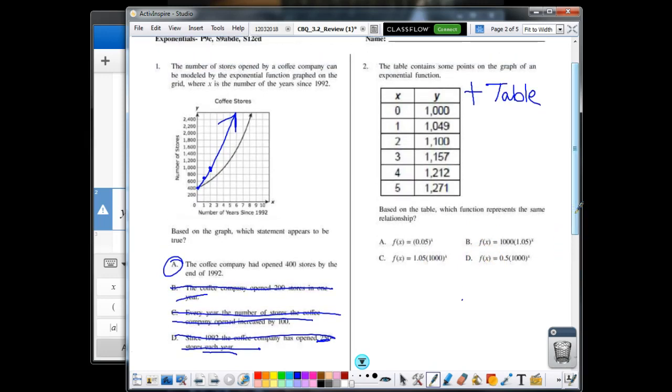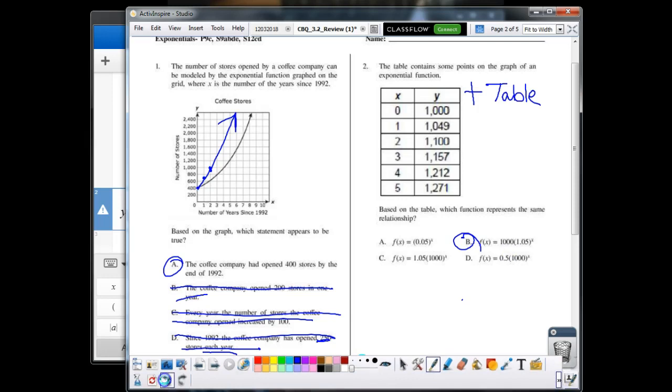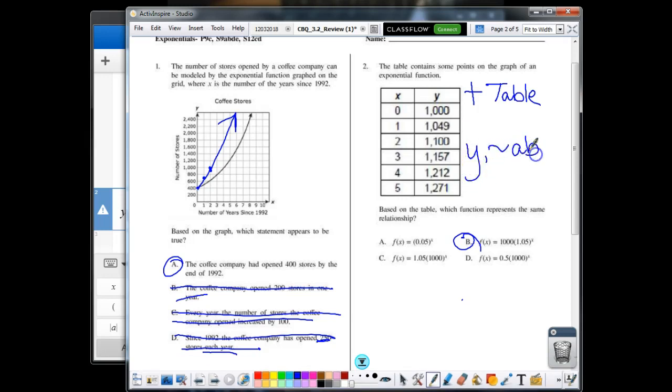Also, if you look at the table, where does it start? What's the y value? 1,000, right? So where should my equation start? With 1,000. So actually B is the only answer that starts with 1,000. That's easy. Does that make sense? Because whatever our equation starts with, that's the initial value. Remember, that's our a in a b raised to the x. Okay?